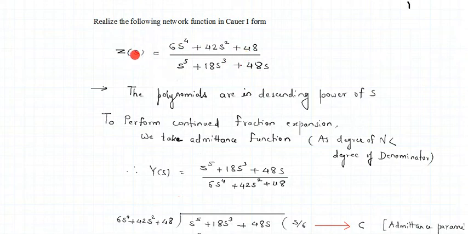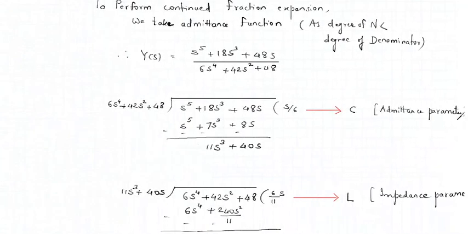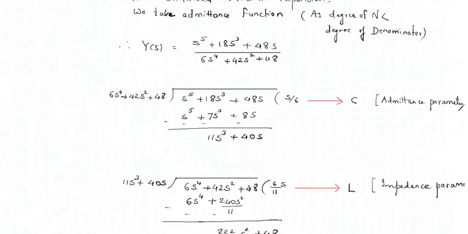So Z of S becomes 1 upon Z of S, which is nothing but the admittance function. It means that we are going to have the realization of the given system from the admittance function instead of the impedance, because when we take the reciprocal, now we have a system wherein the numerator order is at a higher order than the denominator. With this we can perform the continued fraction expansion. So with this correct transfer function, the admittance transfer function, we will perform the continued fraction expansion.